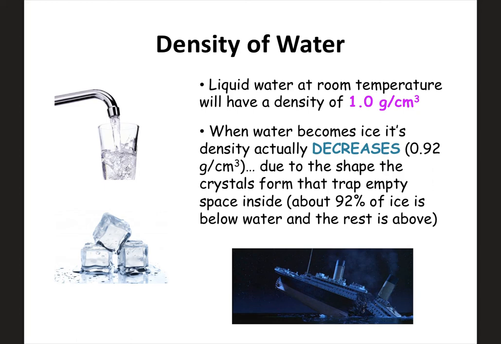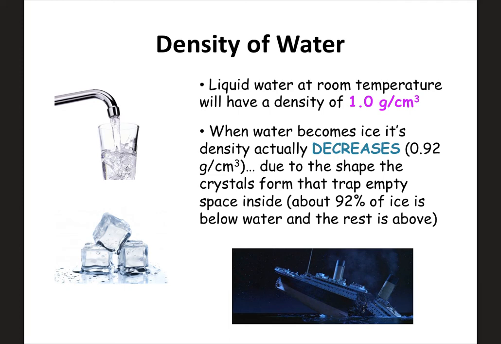So if you think about this, what's really neat is if you put an ice cube in a glass of water, the entire ice cube doesn't sit on top of the water. Part of it is above and part of it is below the water. So about 92% of ice is below the water, and then the other 8% would be above the water. So the next time you put a piece of ice in water, you will actually see that only about 8% of it is above water.